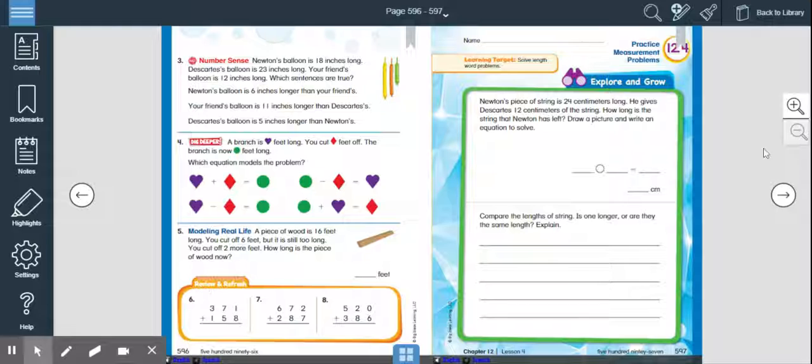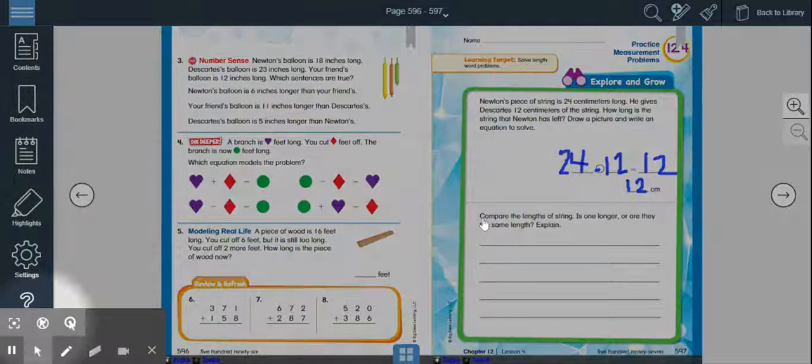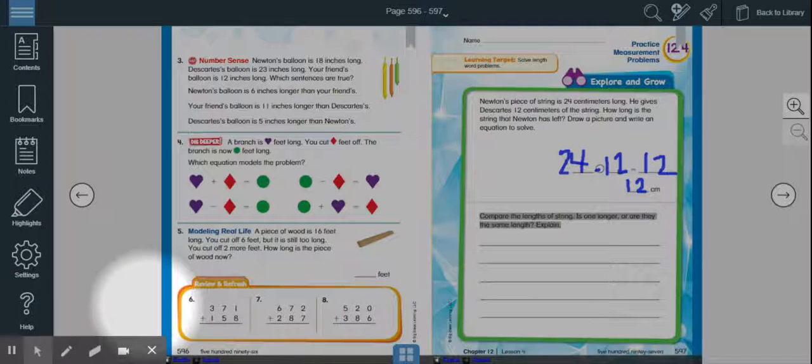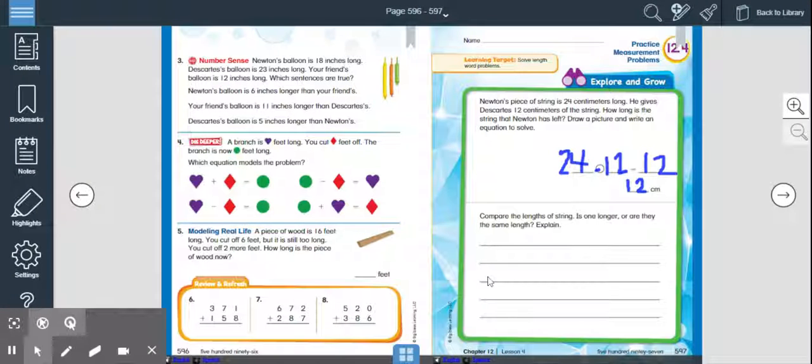Okay, now we know we had 24, take away 12 equals 12. So now it asks us, compare the lengths of string. Is one longer, or are they the same length? Explain. Okay, so compare the lengths of the string. Is one longer or are they the same?